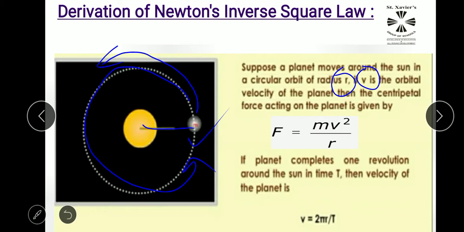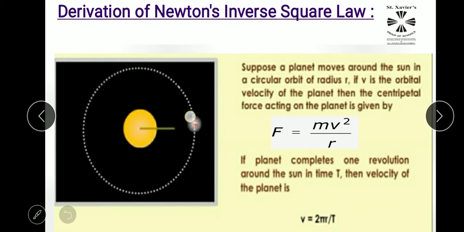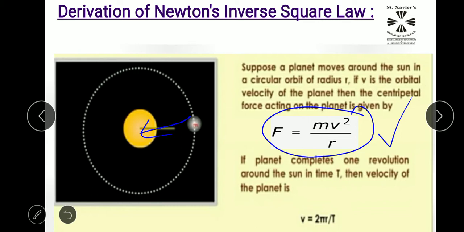Now we have already studied centripetal force. Whenever any object is performing circular motion, it is getting pulled towards the center continuously, students. The object is continuously pulled towards the center, and this force, centripetal force, is given by F is equal to mv square upon r. We have already studied this formula, centripetal force, in our gravitation part 1 video, students. You can refer from there.